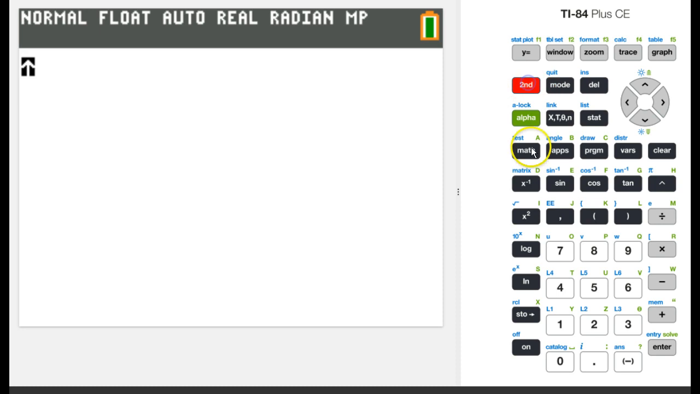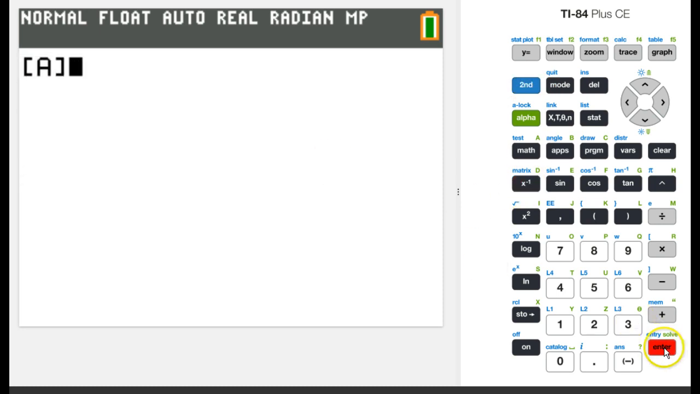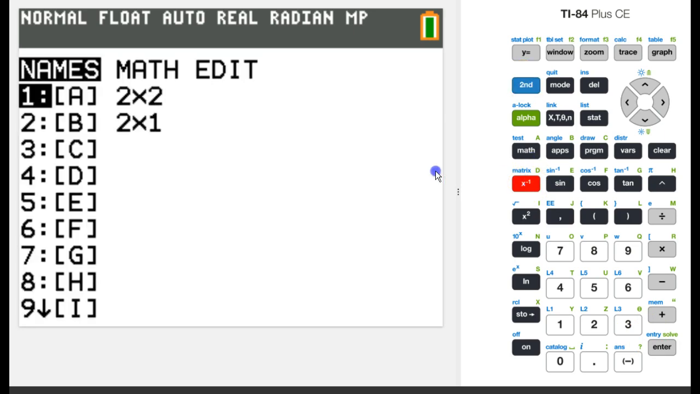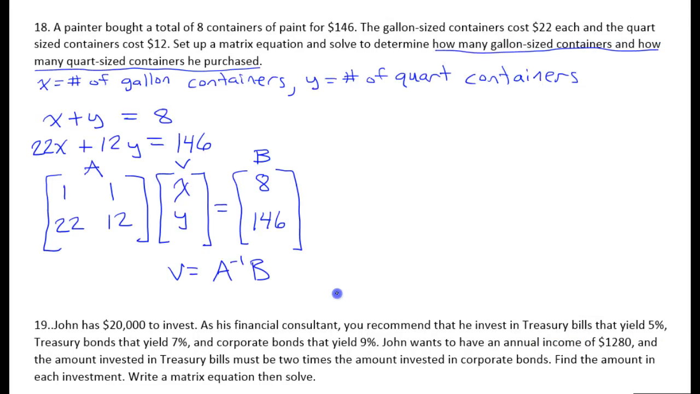So I'm going to go back to the matrix area, just stay right here and hit enter. I'll click this button to make it A inverse. Go back to the matrix area. Let's choose matrix B this time, and now I have A inverse B. Kabam! 5 and 3. So that means this equals 5 and 3.